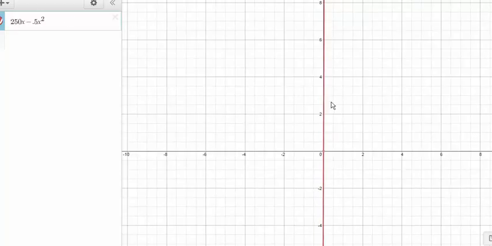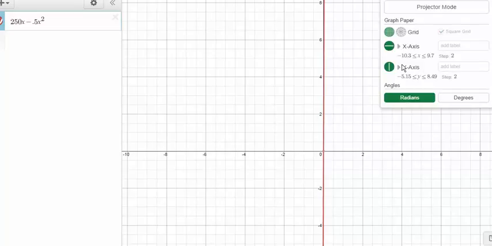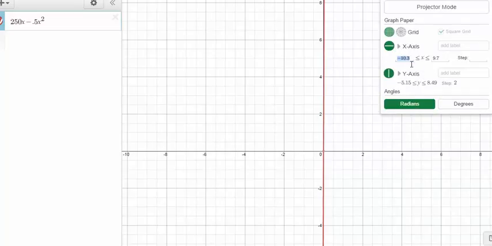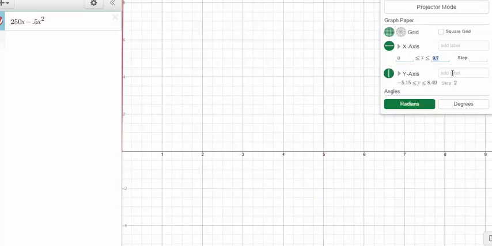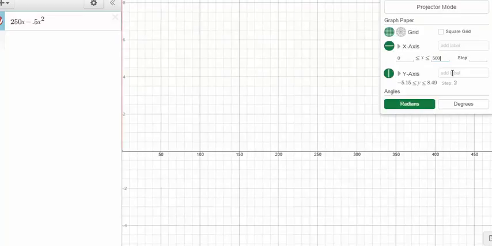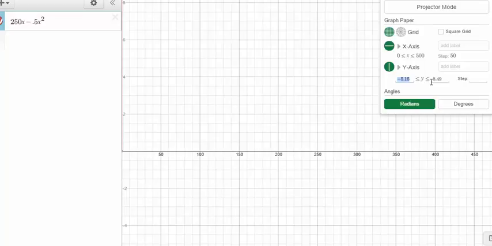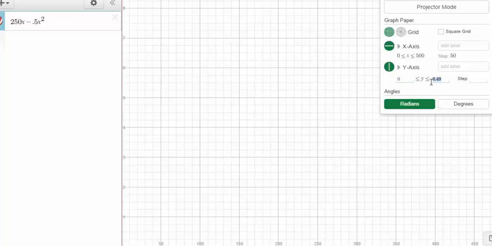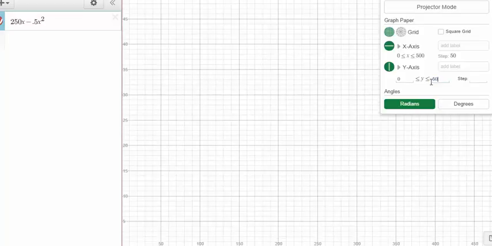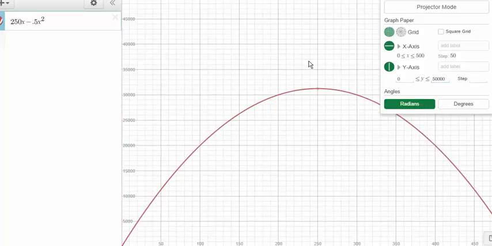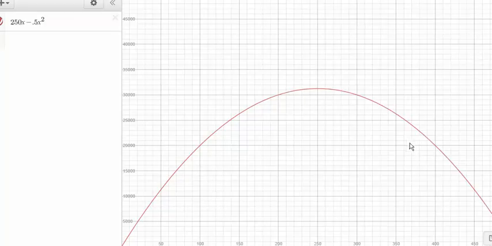Now you can tell it gets out of range very quickly. So what we're going to do is play around with the axis. So x is a length measurement, so we don't want that to be negative. So let's make it 0. And the maximum x could possibly be is 500. Okay. Now let's look at the y values. The y is the area. That's the up and down part. So our area, we know it can go at least up to 30,000. So let's say 50,000.